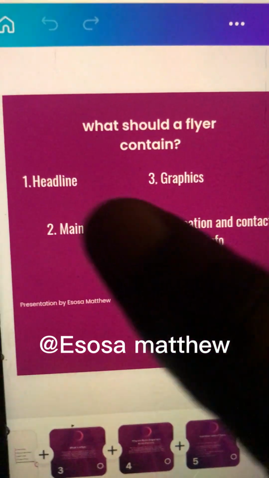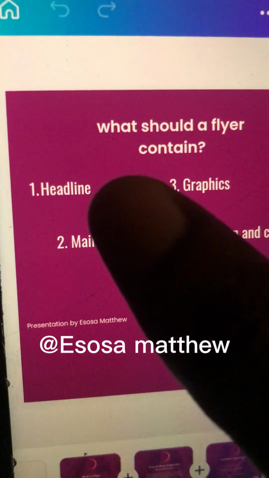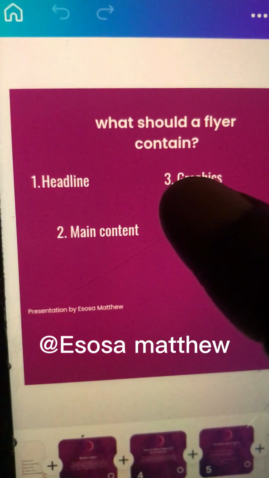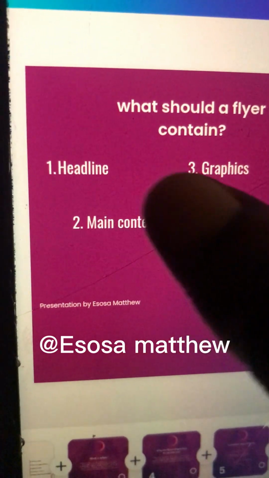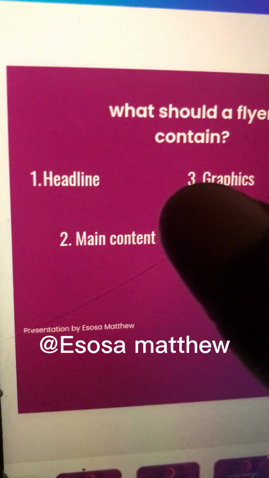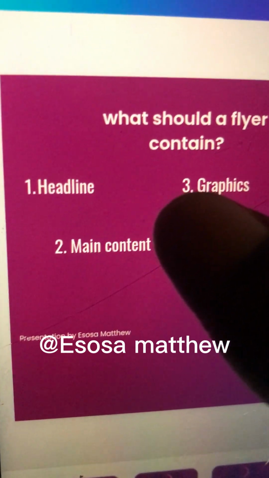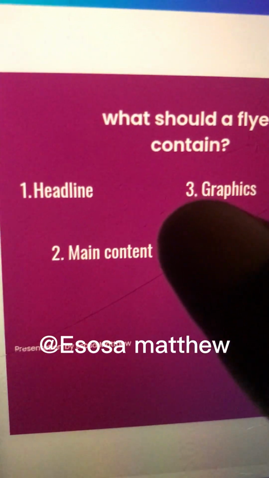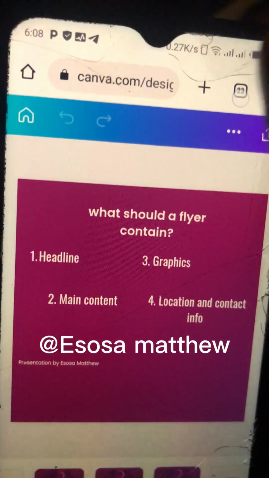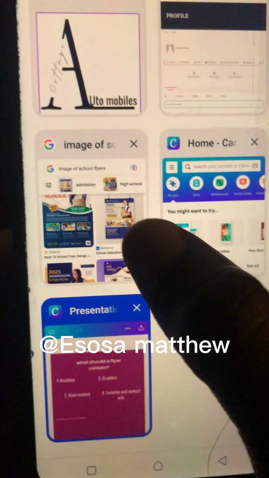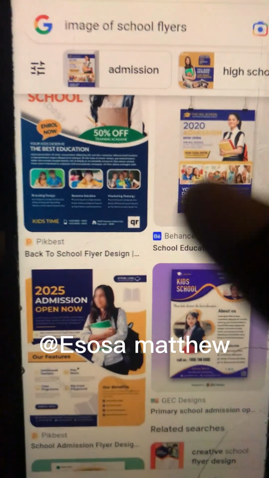Number one is a headline. The flyer's headline should be interesting to attract the attention of your target audience at first glance. It should have as few words as possible. The headline should provide readers with an idea as to what you are trying to sell or promote. Let's go back to the last flyer we searched for. Let me give you an example of what I mean.